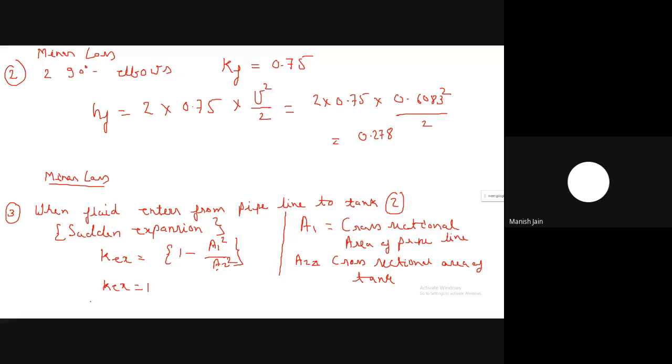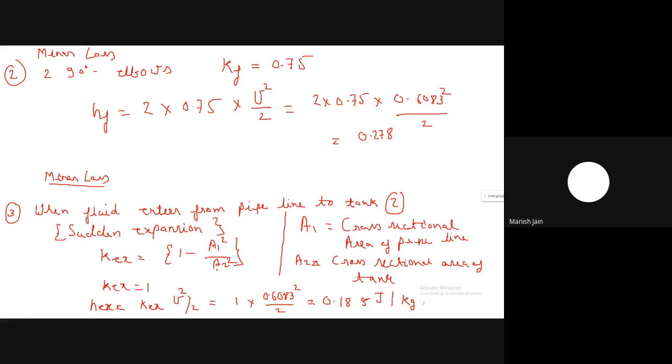Now you have to calculate Hex. So Hex equal to Kex multiplied by V square by 2. Just substitute the value of Kex equal to 1 multiplied by 0.6083 square by 2. You will get Hex equal to 0.185 joules per kg. Now you can calculate the total friction loss.